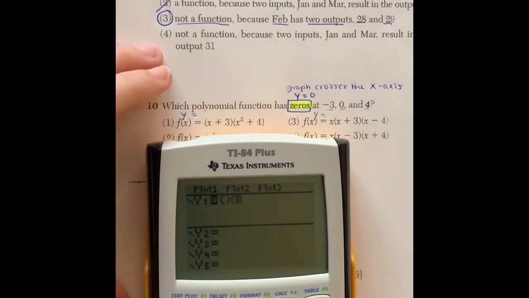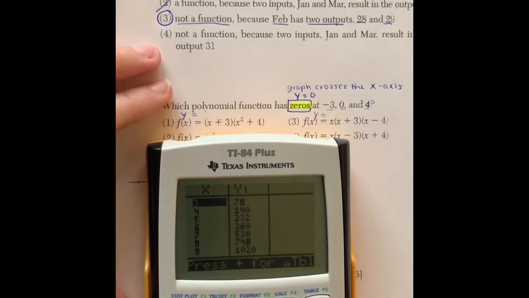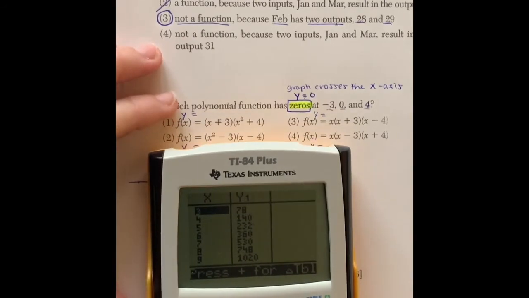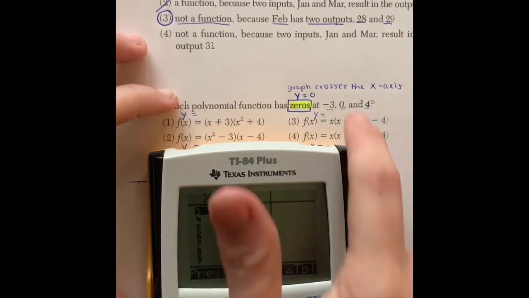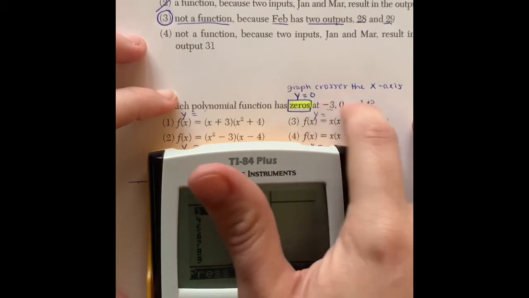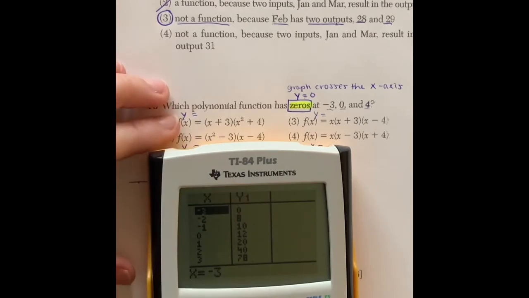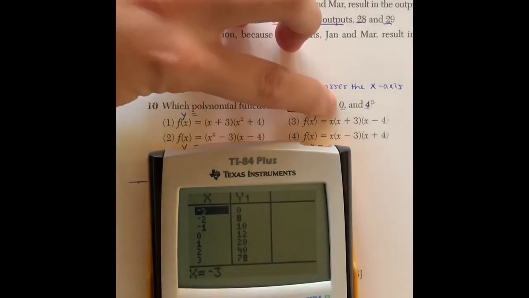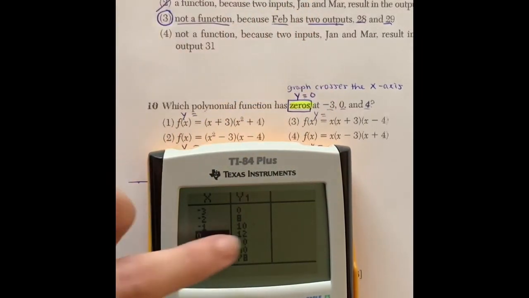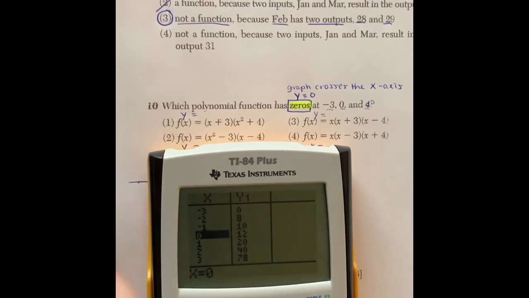Parentheses x plus 3, parentheses x squared plus 4. I go straight to my table, and I'm just going to look. I already know it should be negative 3, 0, 0, 0, and 4, 0. So I'm going to look at those three spots. Well, if I go up to negative 3, okay, I have negative 3, 0 in the calculator, but the next one is 0, 0. Well, this says 0, 12, so it can't be choice 1.